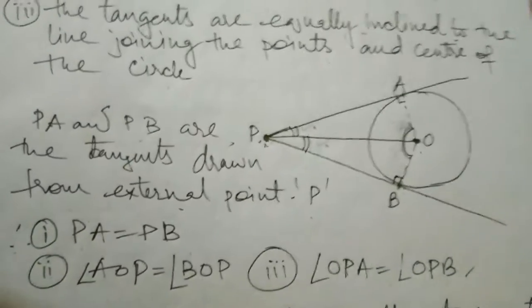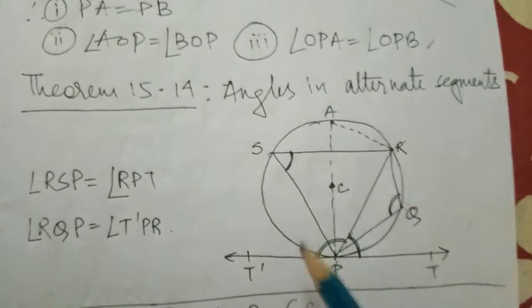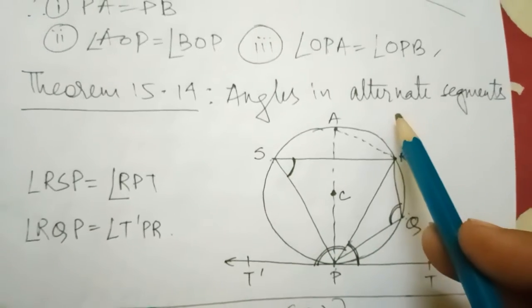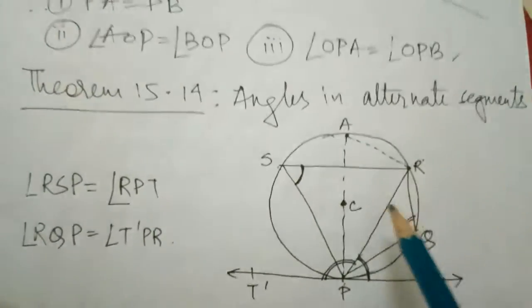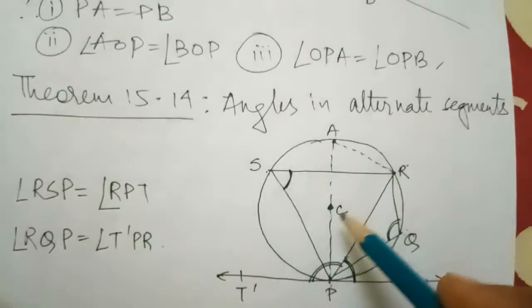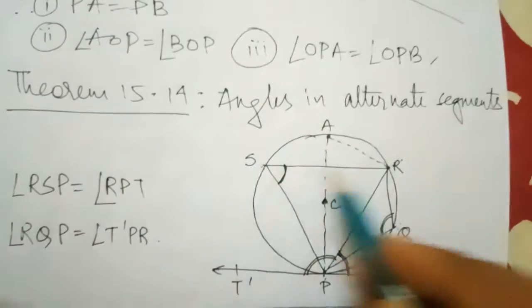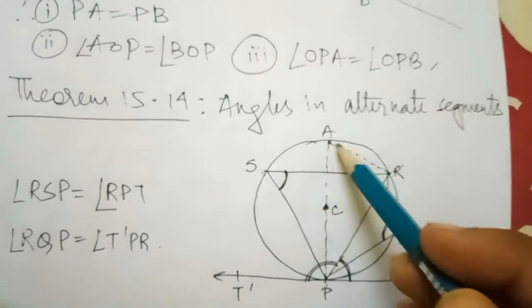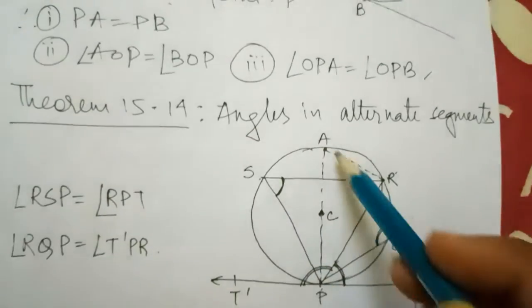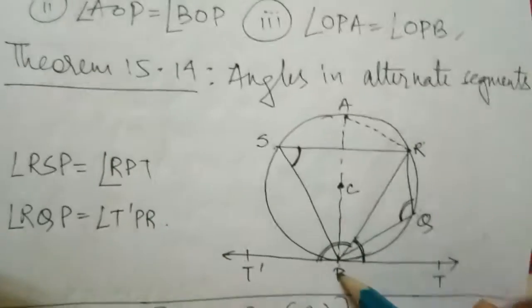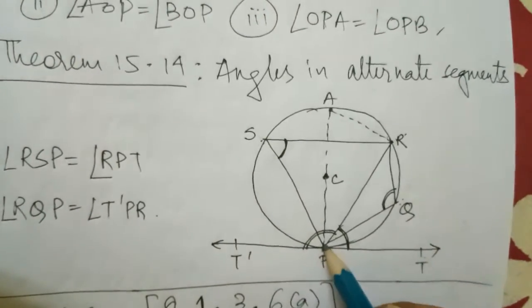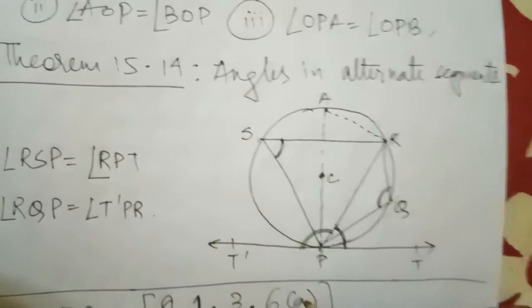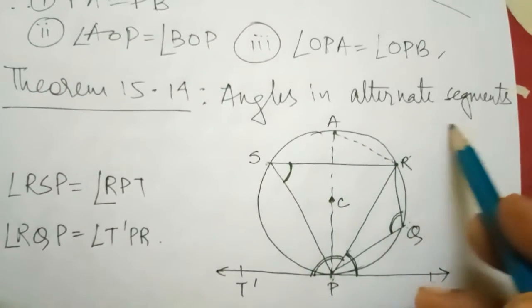The last theorem is the angle in alternate segment. Now I have drawn a circle. C is the center, and I have drawn a triangle. AP is the diameter of the circle. T dash T is the tangent and P is the point of tangency. OP will be perpendicular. Now, angles in alternate segment mean what?